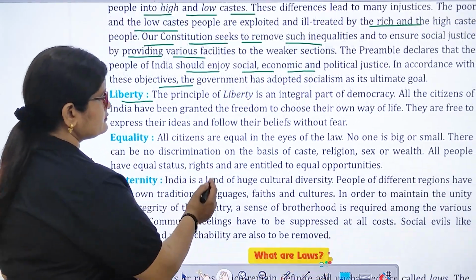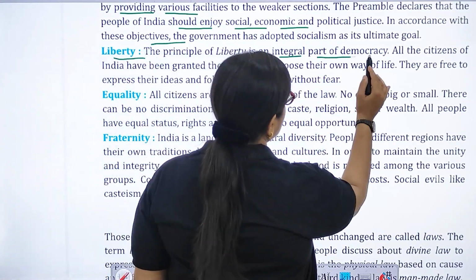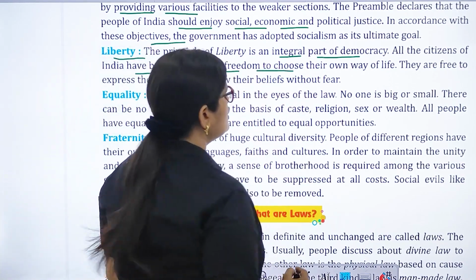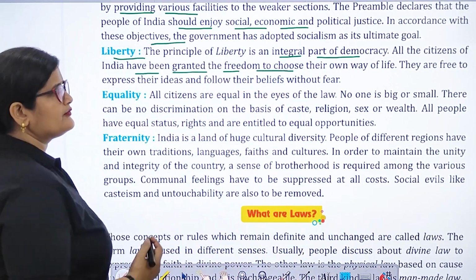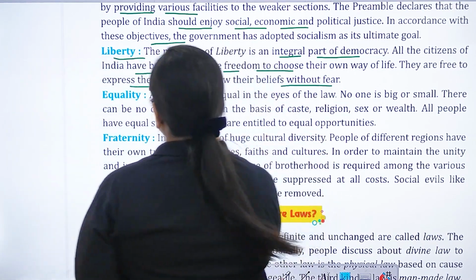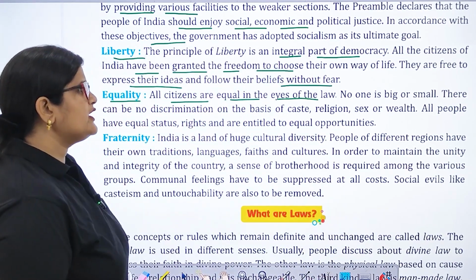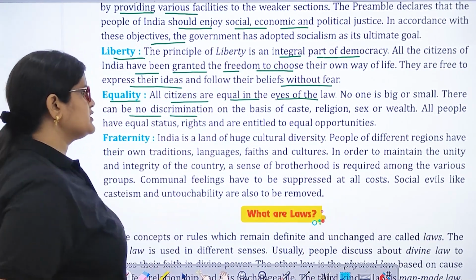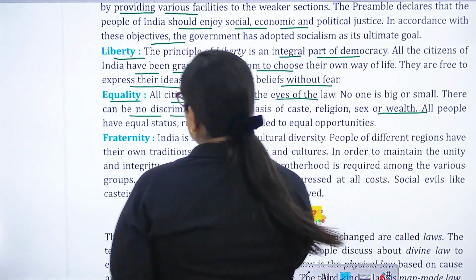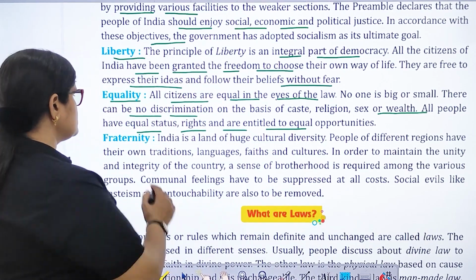Liberty. The principle of liberty is an integral part of democracy. All the citizens of India have been granted the freedom to choose their own way of life. So they are free to express their ideas and follow their beliefs without fear. Equality. All citizens are equal in the eyes of the law. No one is big or small. So there can be no discrimination on the basis of caste, religion, sex or wealth. So all people have equal status, rights and are entitled to equal opportunities.